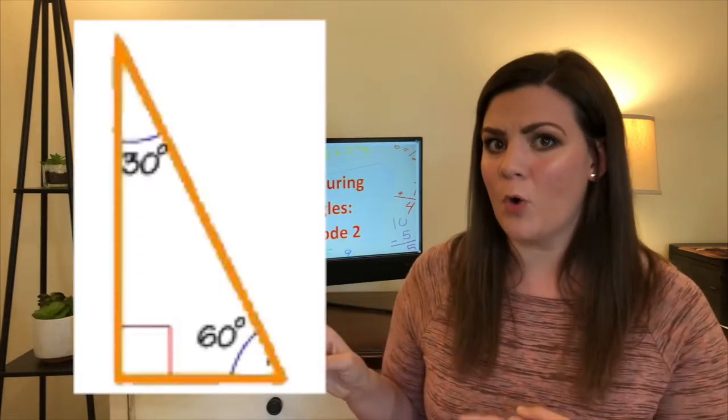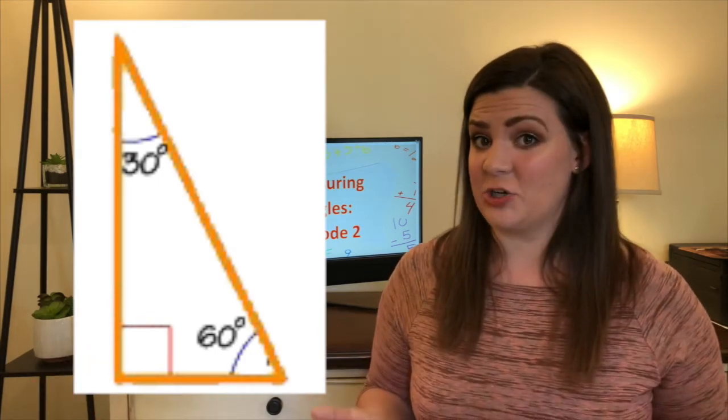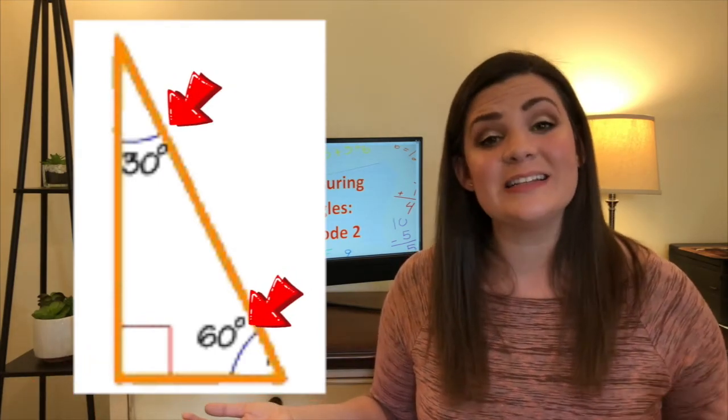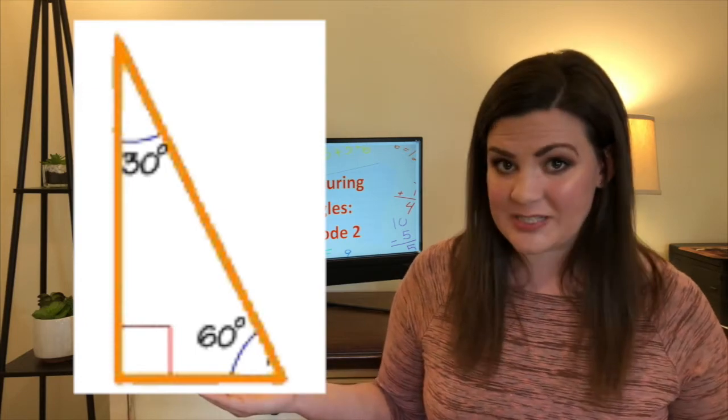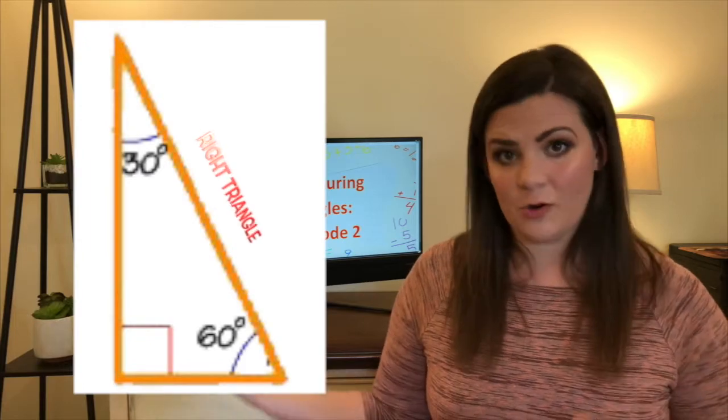Let's look at one more right triangle. Notice that it has one right angle that measures 90 degrees and 2 angles that measure less than 90 degrees, which make them acute. Because of these measurements, we know that we can classify this triangle as a right triangle.